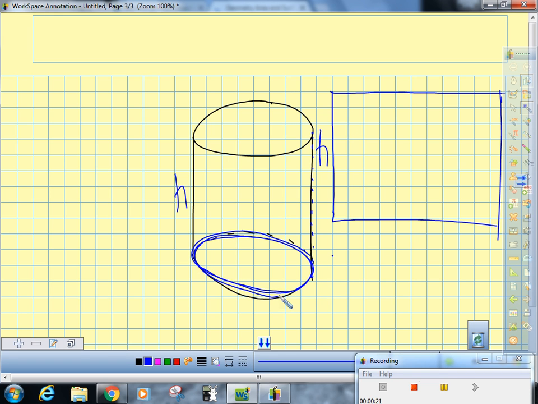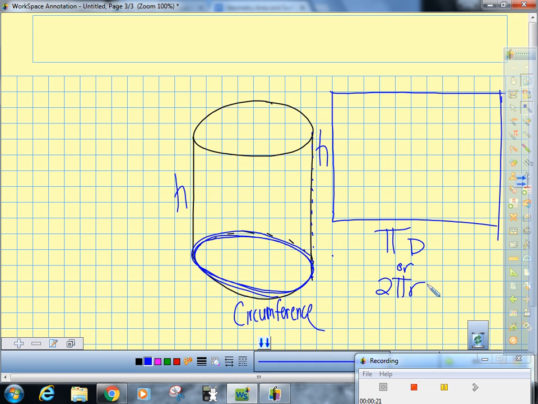Well, hold on. We don't usually refer to perimeter in circles. What's the perimeter of a circle? It's the circumference. And how do you find the circumference? Pi d or 2 pi r.